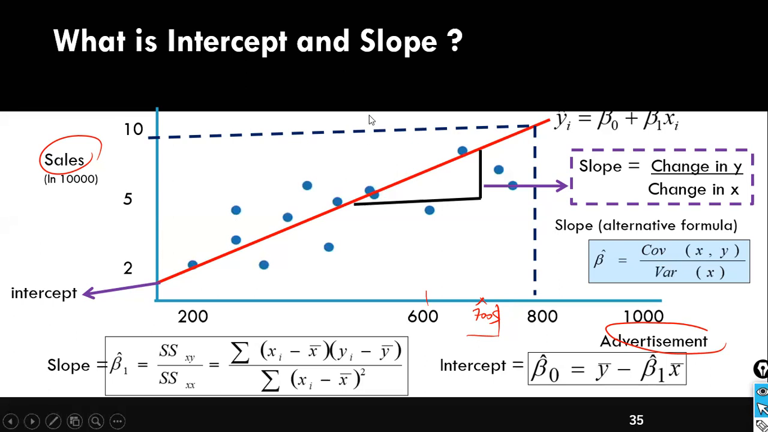So why don't you type quickly in the chat box, what is the expected sales if I spend $600 in advertisement and $700 in advertisement, and how much I can see the sales increase.